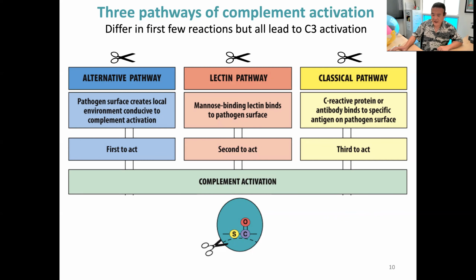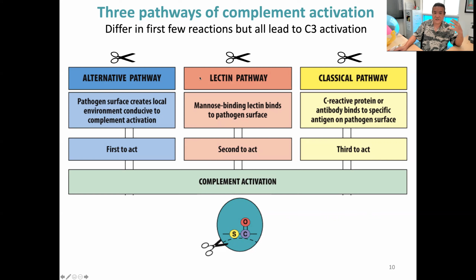So the three different pathways that this activation can happen. We call them the alternative pathway, the lectin pathway, and the classical pathway, right? And as they are arranged here on the cartoon, the alternative pathway is actually the first one that acts, right? The lectin pathway is the second and the classical is the third. Right. They're named this way. It sounds kind of weird, right? Because you would say, why is the alternative pathway the first one to act?